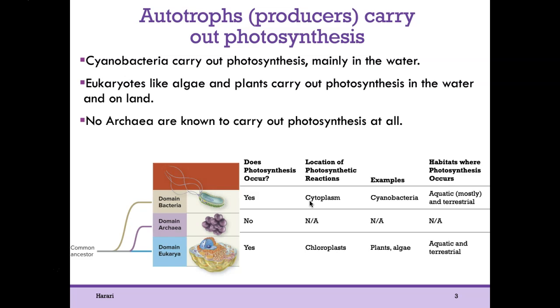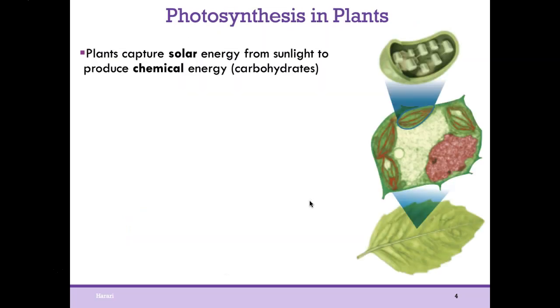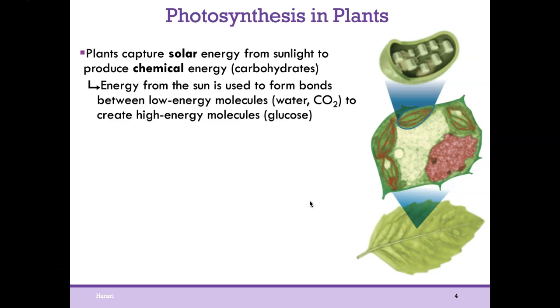For most of this talk, we're going to just talk about plant photosynthesis. So let's really focus on photosynthesis in plants. And what happens in plants is that they capture solar energy from the sun, and they can produce chemical energy from that. So they basically act like a solar panel, absorbing all the sun's energy and then turning that energy into carbohydrates. And they can use the carbohydrates as food. And the way this happens is that energy from the sun is used to form bonds between very low energy molecules like water and carbon dioxide to create very high energy molecules like glucose.